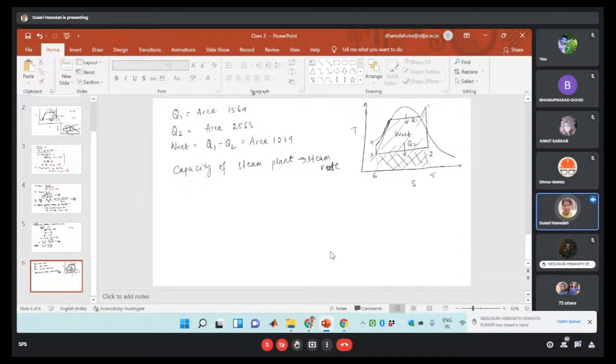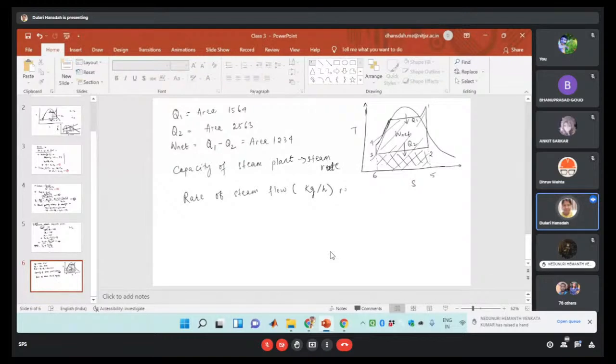So it is also known as the steam rate. By definition, I am writing the rate of steam flow. Rate of steam flow is represented in terms of kg per hour.